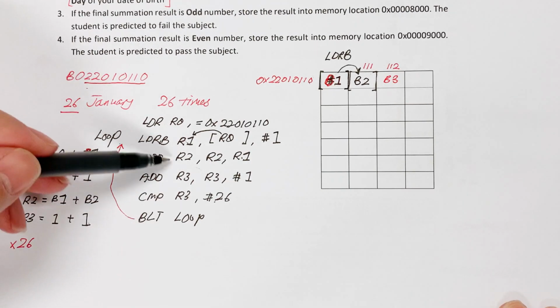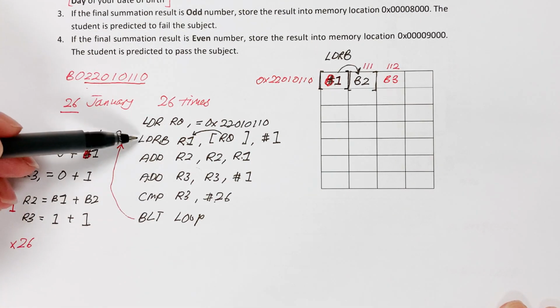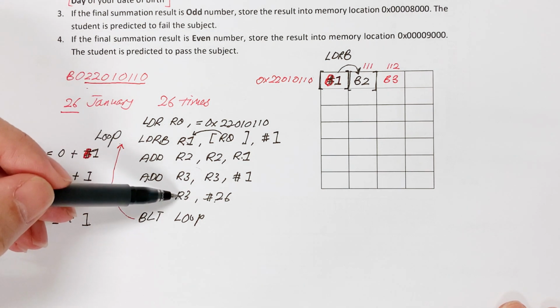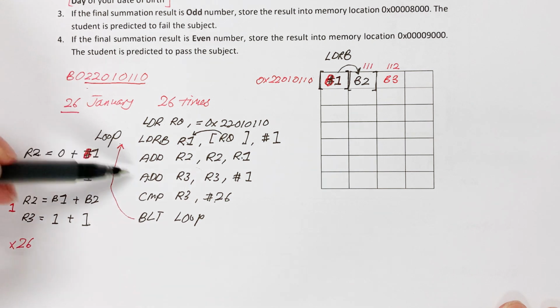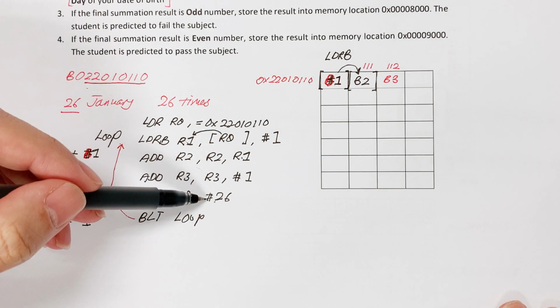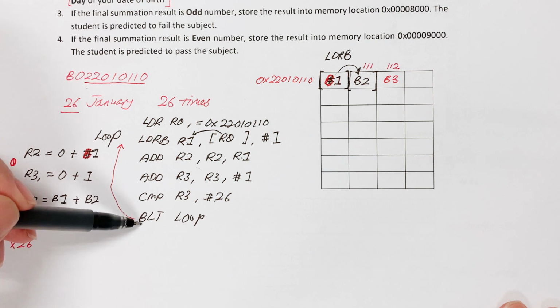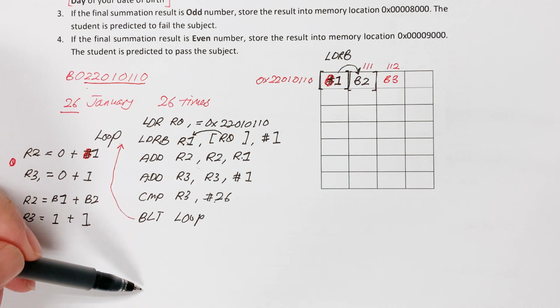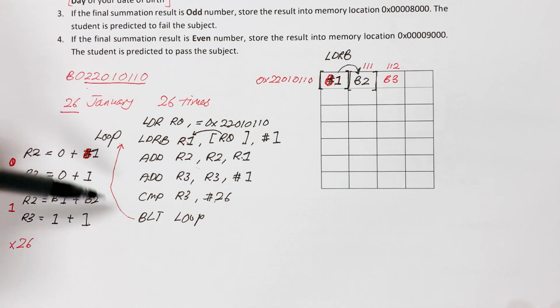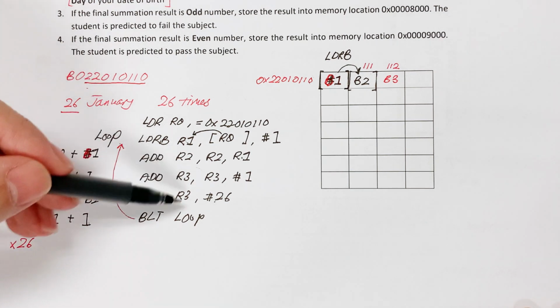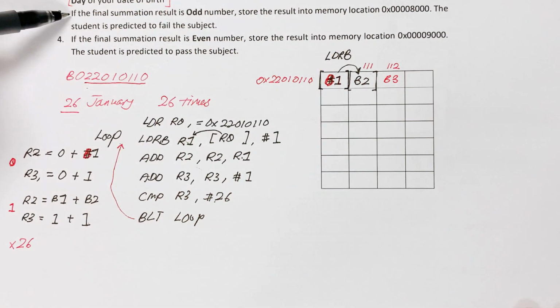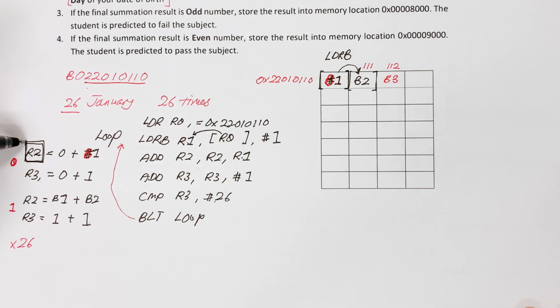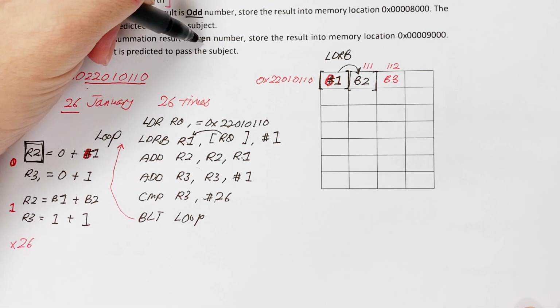Once your processor has successfully completed the loops, when register 3 is equal to 26, it will no longer jump back to the loop because this is not less than 26 anymore. Then it will skip the branch and go to the next code that you have in your program. Based on the question, after you have done this 26 times and you get the total summation of 26 bytes, you need to compare the result, which is stored in register 2. We want to see whether the value inside register 2 is an odd or an even value.